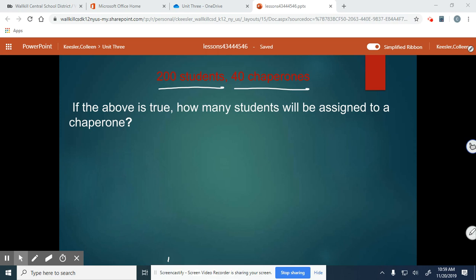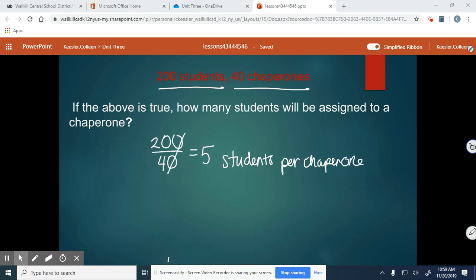How many students would go with each chaperone? So 200 divided by 40 is 20 divided by 4, or 5 students per chaperone. So sometimes you have to take it to another level. You're not really using the equation. You're just using the answers you came up with to answer another question. And you got to think about what operation you would have to do in order to figure that out.